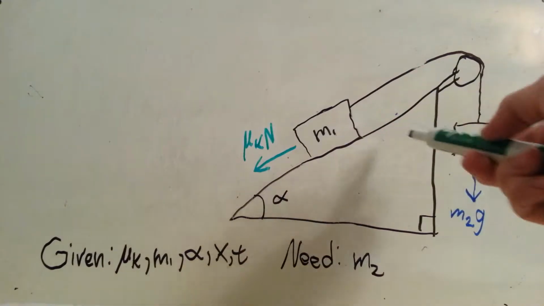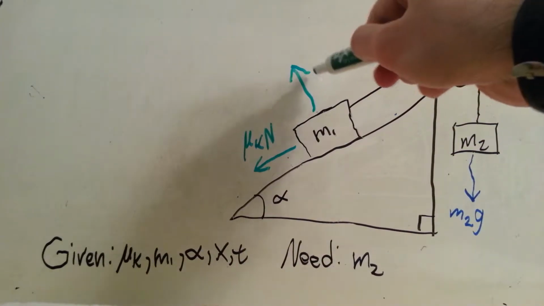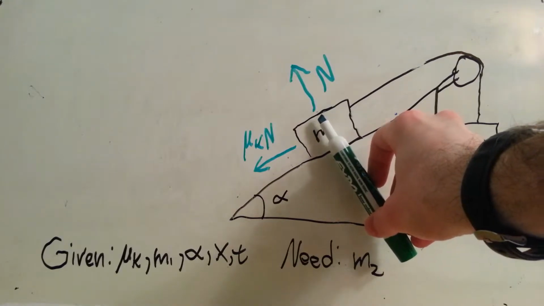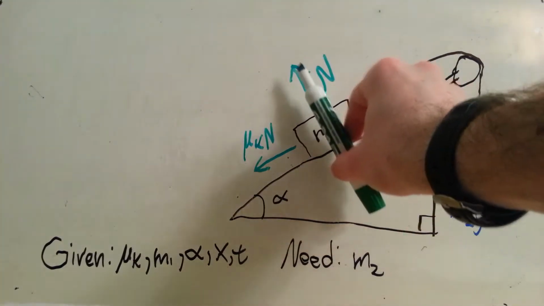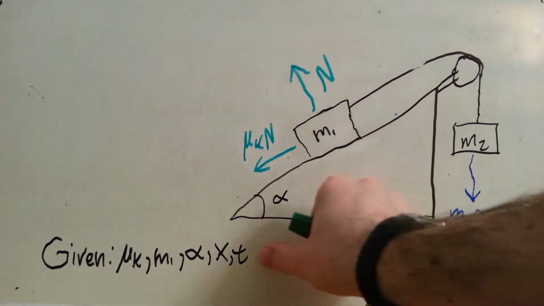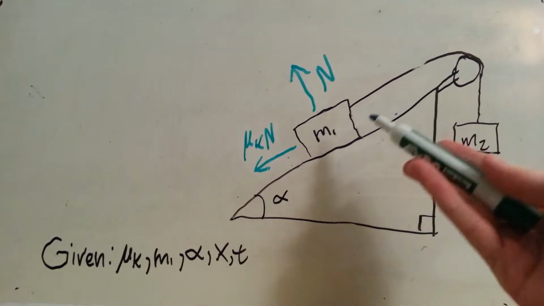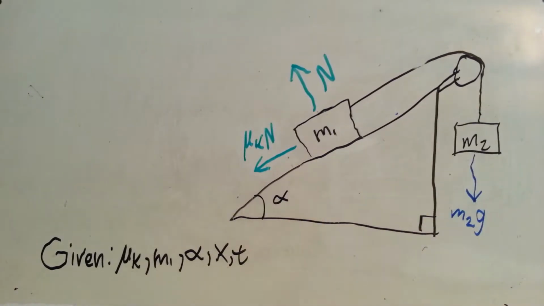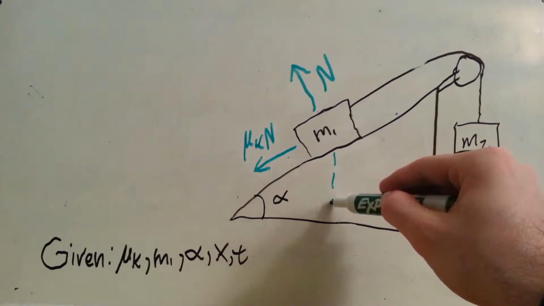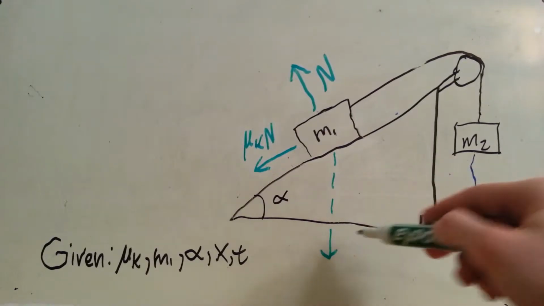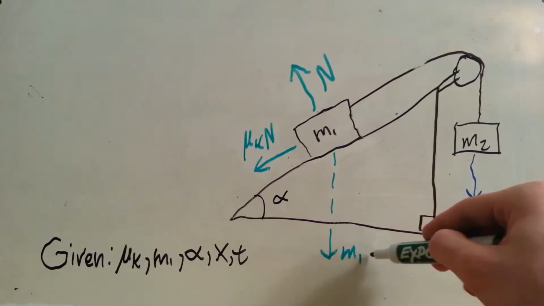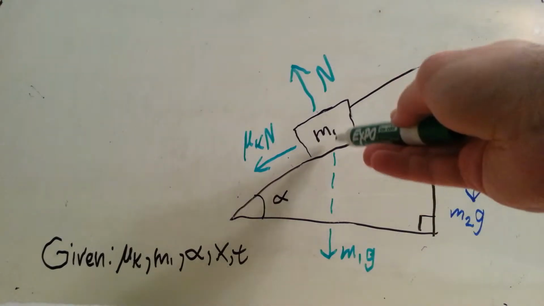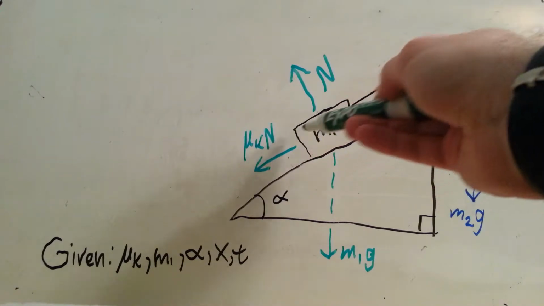Times what? Times the normal force, which is going to be pointing up here, always perpendicular to the surface that it's resting on. So that's going that way, so the normal force is pointing that way. But how hard is it pushing against this? This, I think, is where a lot of people get confused. That's the total force of gravity on this thing, right? That's not how hard it's actually pressing against the ramp, because some force is actually going this way.